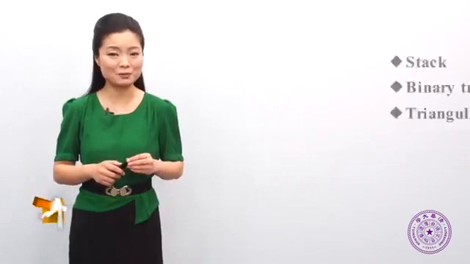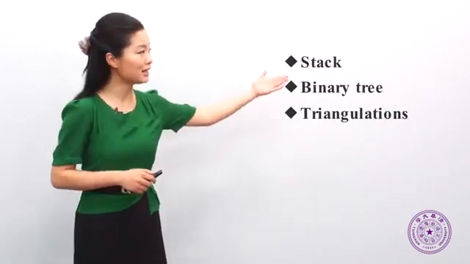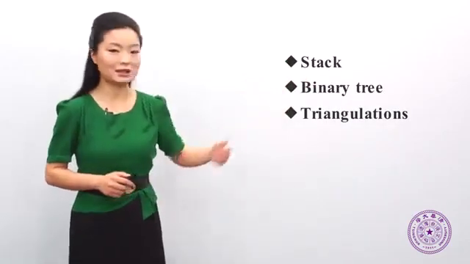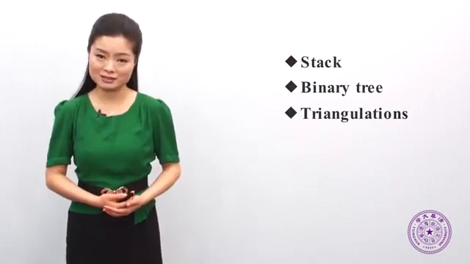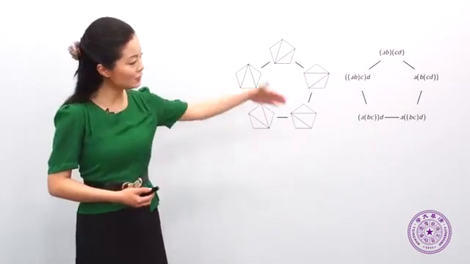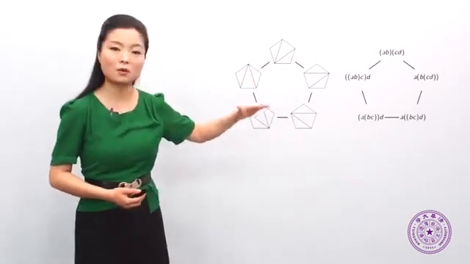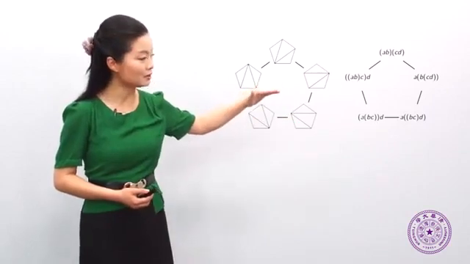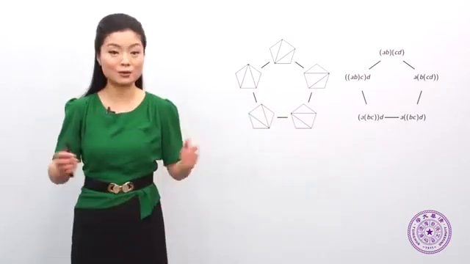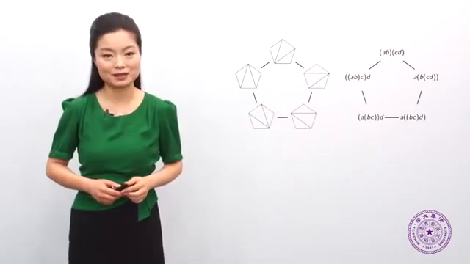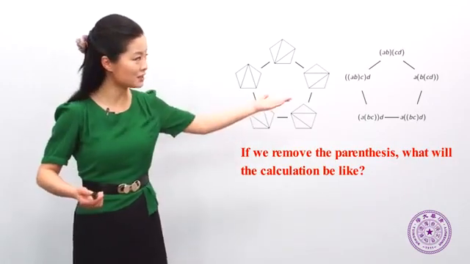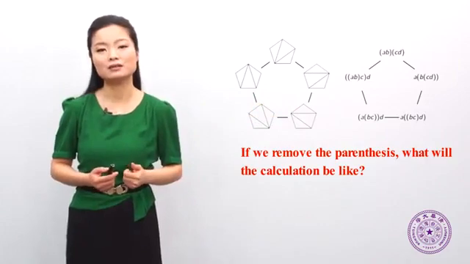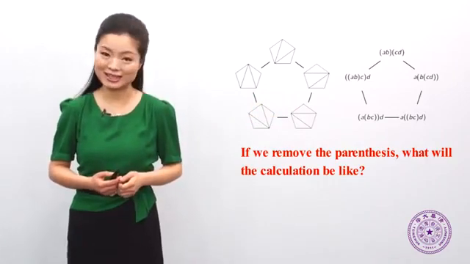For example, we have just introduced the stack and binary trees, as well as the triangulations, and they all correspond to Catalan numbers. In fact, there are more problems. For example, we look at this example. For such a triangulation, we can convert it into a corresponding parenthesizing expression problem. Then this time, we have a problem: if in our expression we remove all the parentheses, what will happen? Let's see an example.